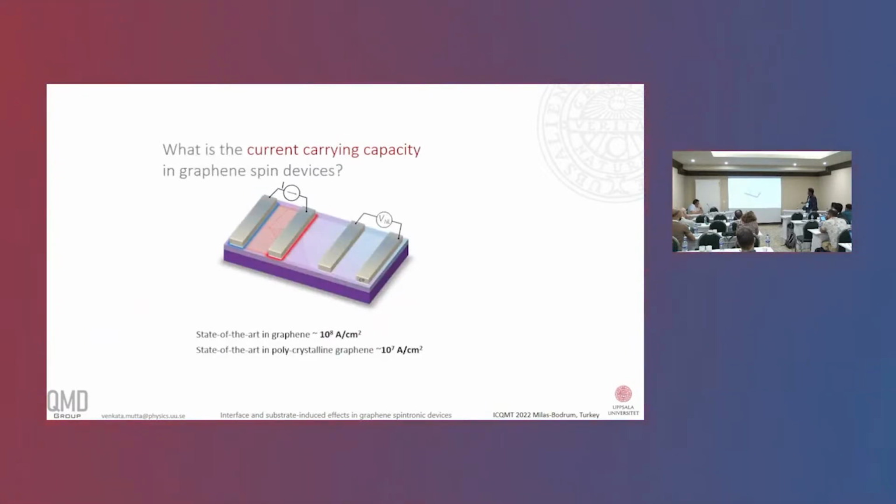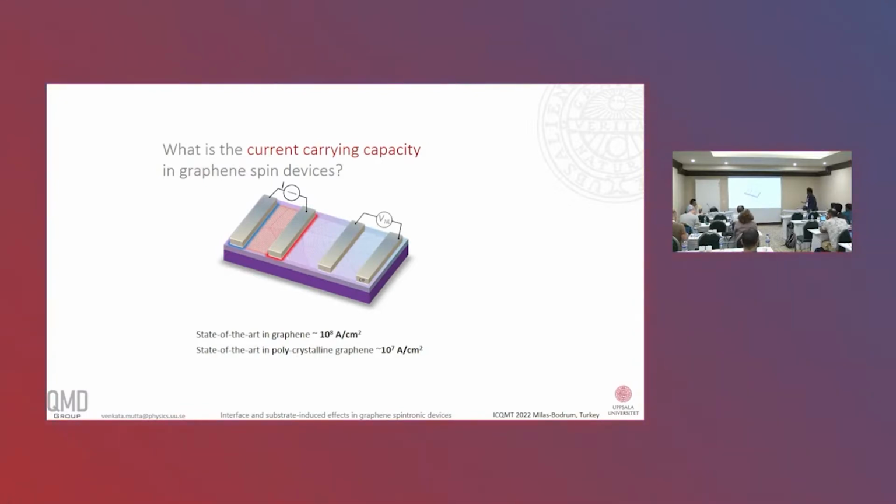Because these contacts are quite resistive in the case of graphene spin devices, it's also important to know how much electrical spin injection we can do, up to what currents we can use these devices for high performance graphene spintronic devices. So in order to understand that, we compare with the state of the art in graphene, which is 10 to the power of 8 ampere per centimeter square, one or two orders higher than even copper. But even for state of the art polycrystalline graphene, it's higher, but nearly 1 order less than what is reported in small single crystalline graphene sheets.